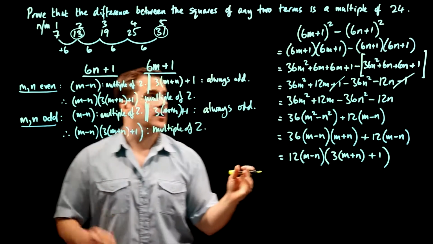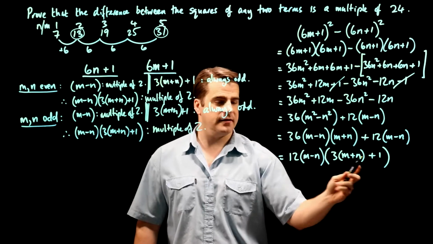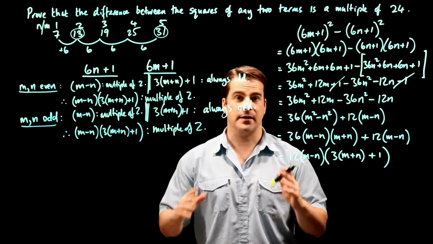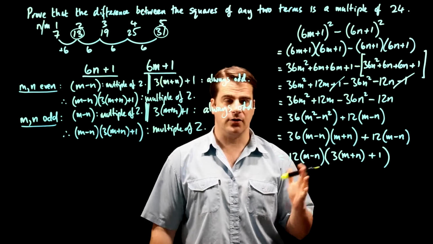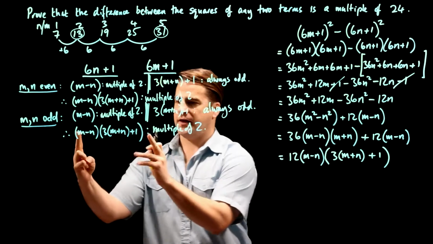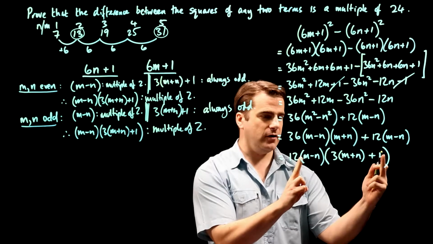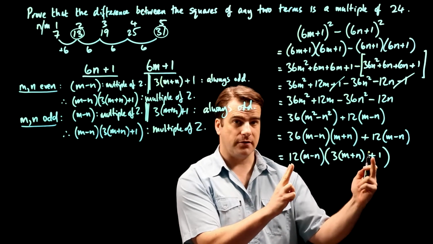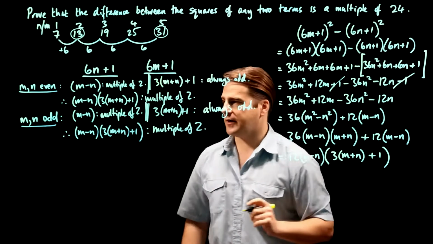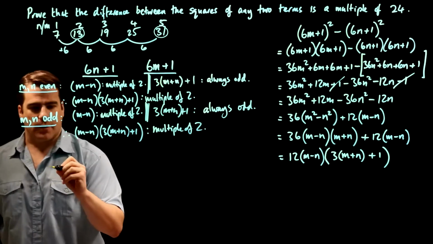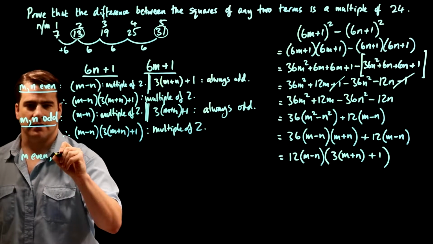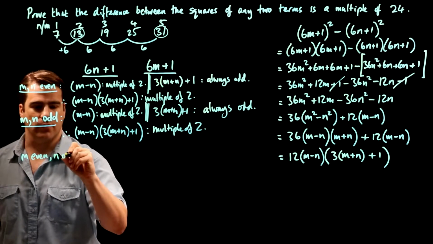Brilliant. We've proven that this is a multiple of 24 for m and n both even and m and n both odd. It's looking good. Again, just to go over it, that thing is always a multiple of 2, so 12 times a multiple of 2 is always a multiple of 24. Excellent. Right, what about m even, n odd?